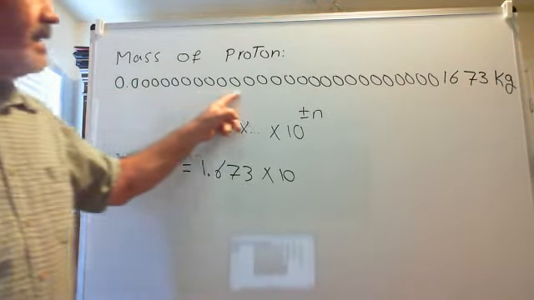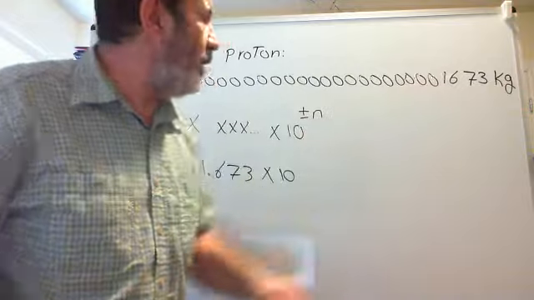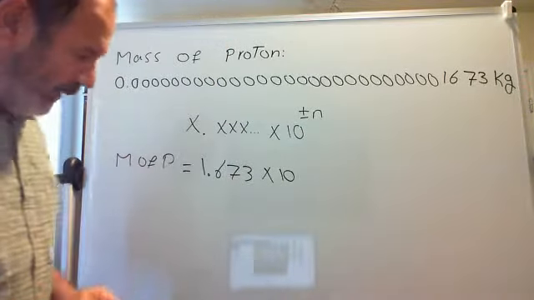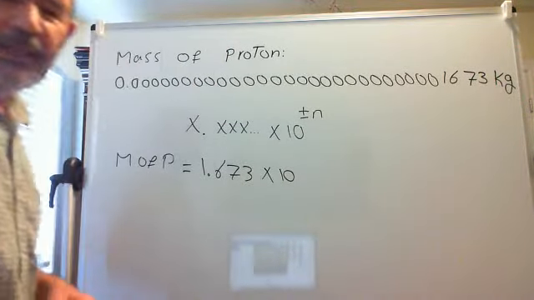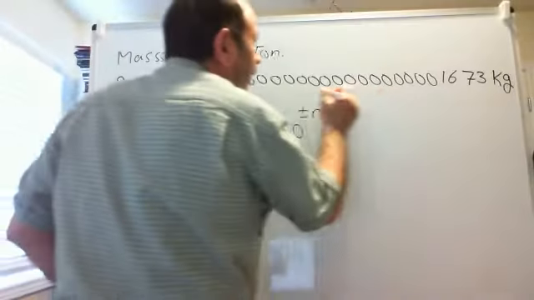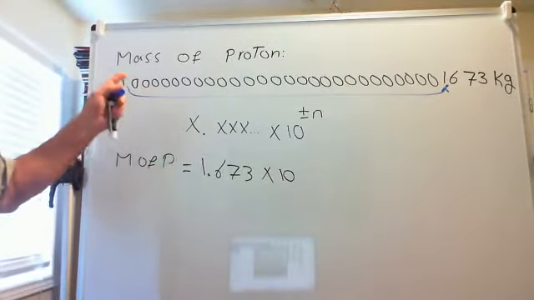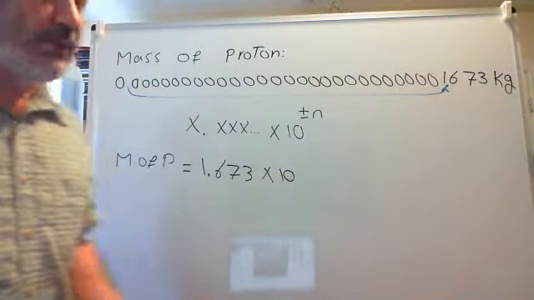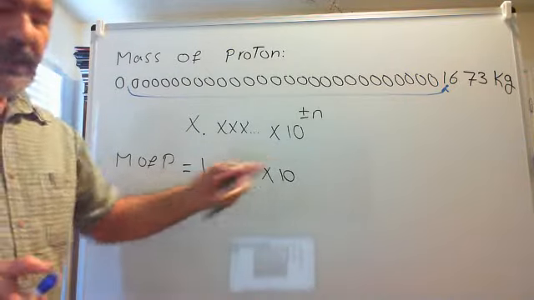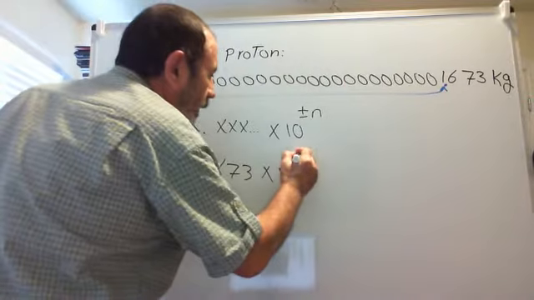We have 26 zeros and one plus one for this one. Actually, it was here. We moved it. Let me use another color. I moved this decimal from here to here. Okay, which is 26 zeros plus 1 is 27. So the number that I need to write here is going to be 27.